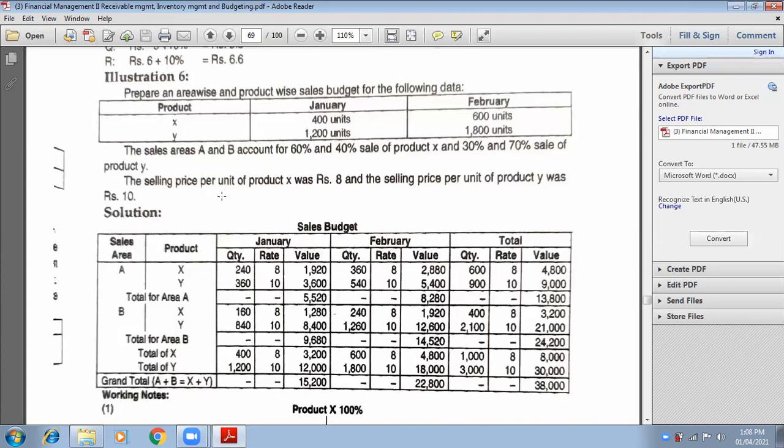The selling price per unit of product X was rupees 8. Everywhere 8. If it is product X, then the price will be 8 rupees. And selling price of product Y will be 10 rupees. So if it is Y product, whether it is area A or area B, whether it is month January or February, it is going to be rupees 10 everywhere. Is it clear this much? This much is clear, everyone?